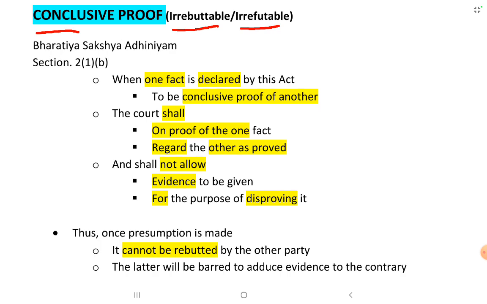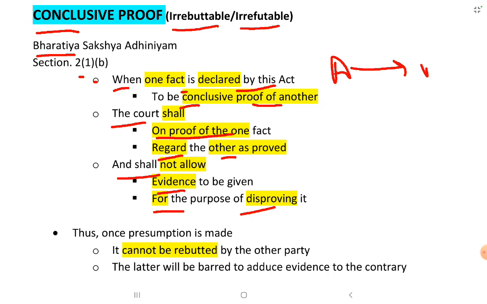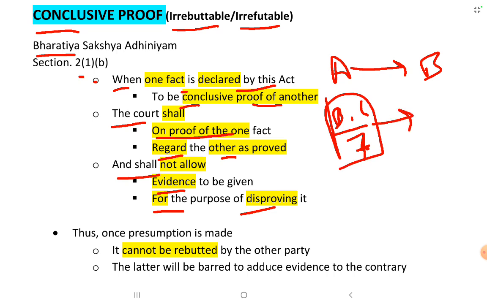It is given in Bharatiya Sakshya Adhiniyam section 2(1)(b). It says where one fact is declared by this act to be conclusive proof of another, the court shall, on proof of the one fact, regard the other as proved and shall not allow evidence to be given for the purpose of disproving it. Here it is said that if it is written that A is conclusive proof of B, that is, if the child is of 7 years or less than 7 years old, then it is the conclusive proof of his innocence.